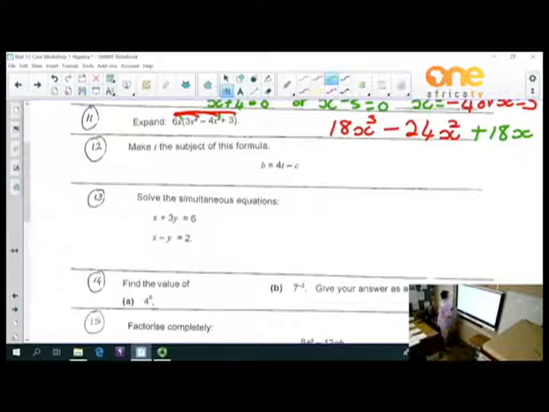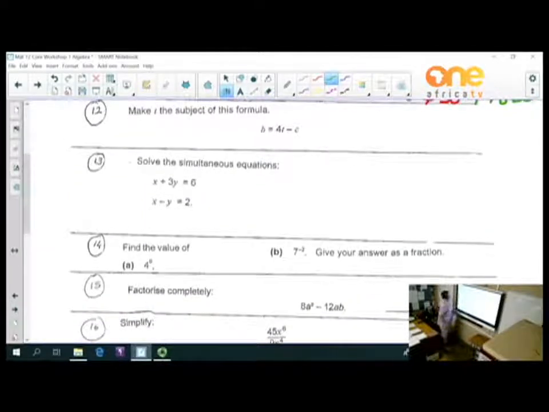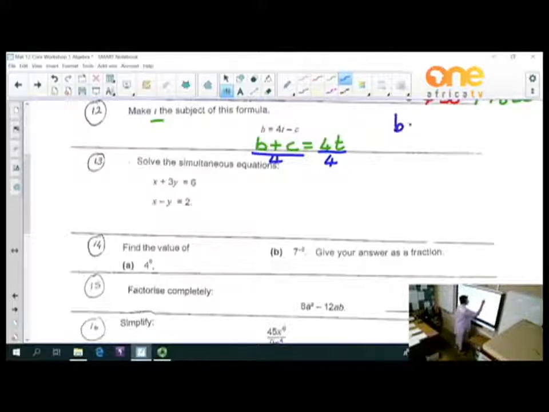Number 12 is again changing the formula to make T the subject. This is what we want to do. We want to make T the subject. It works like numbers. So I'm going to say that this is B plus C, which is equal to 4T. Can you see? I take it over, I change the sign. Now to find T alone, to make T the subject, I divide with a coefficient. So B plus C over 4 is equal to T.